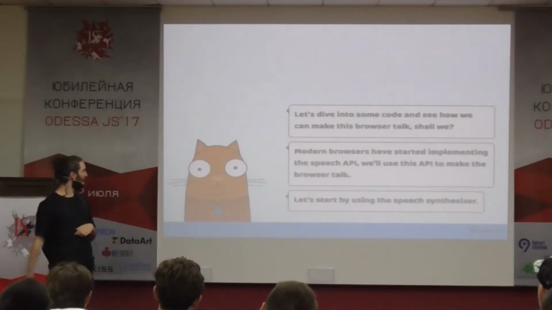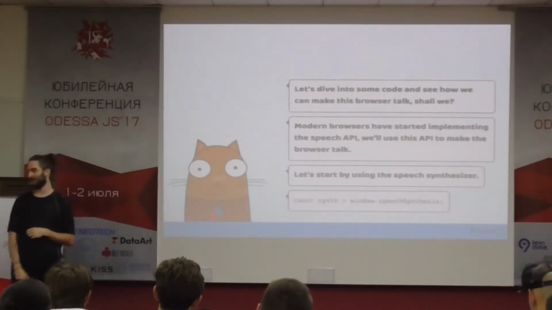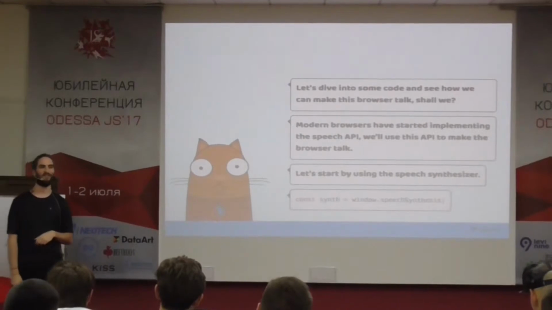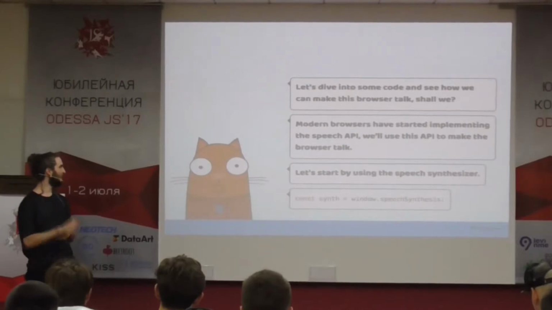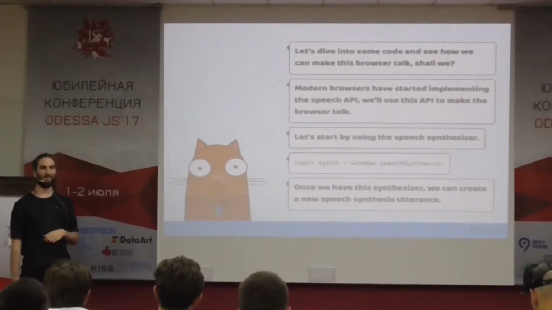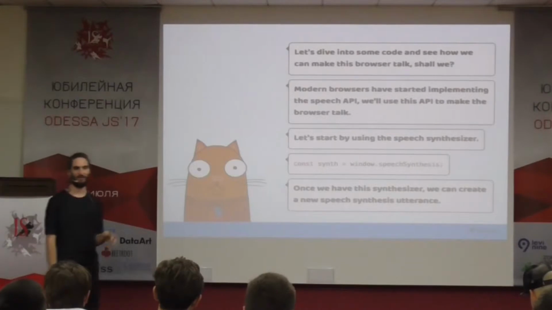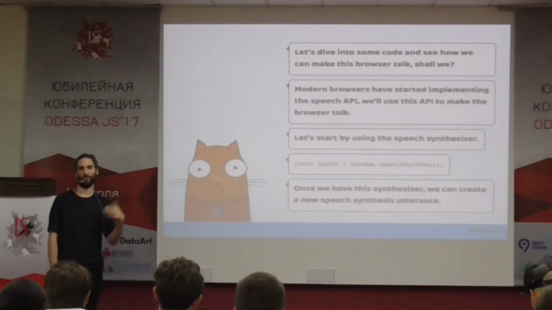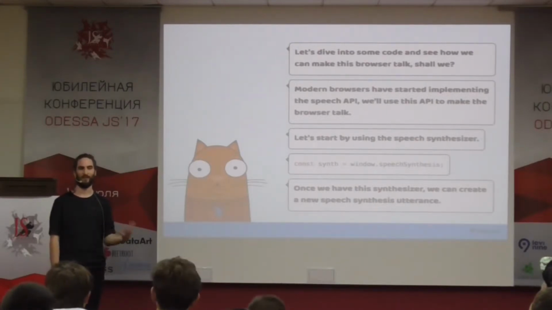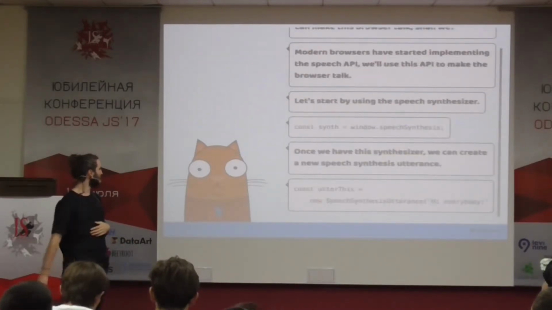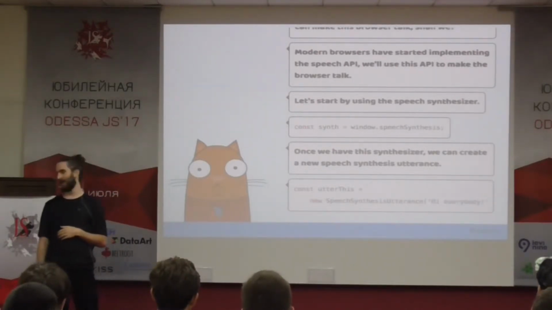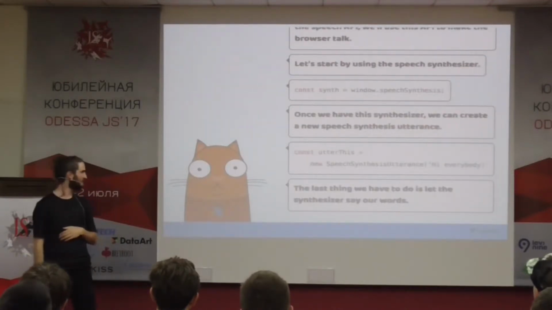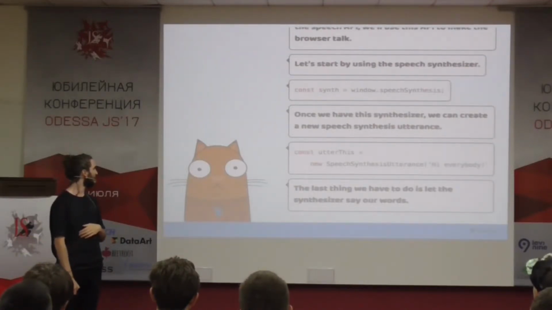So the first thing you need is a speech synthesizer. You can find it on the window object. I'll just cache this because I'm lazy and synth is much shorter to write than window.speechSynthesis. And then the second thing you need is a speech utterance, which is basically just an object which contains the text you want the browser to speak, and some characteristics about how the browser has to say those words. For example, my speech synthesis utterance is going to say, "Hi everybody," and it sounds something like this.